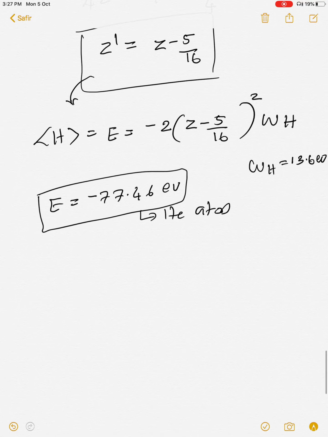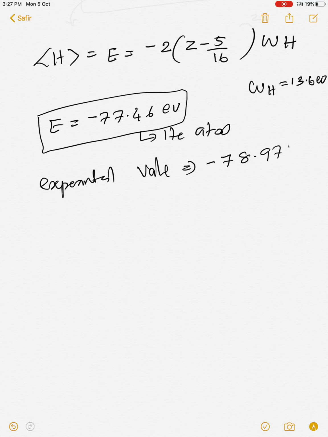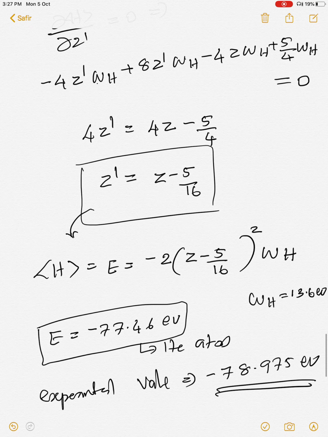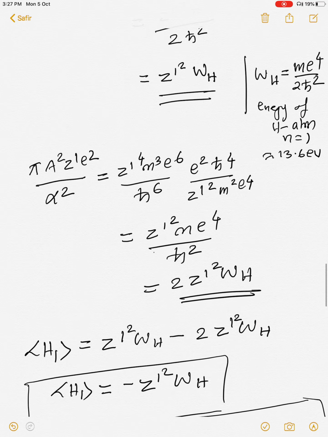So this is the theoretical calculation using the variational principle. The experimental value is also equal to minus 78.975 electron volt. So it is almost the same. It means the variation principle is a best approximation technique for this type of problem. So this is the ground state of the helium atom using the variation principle.